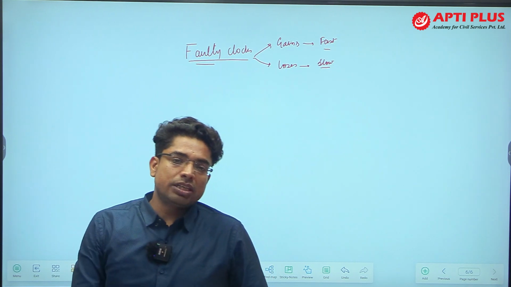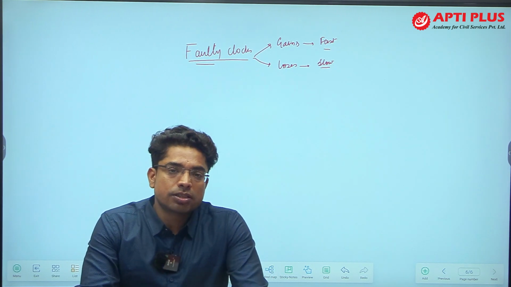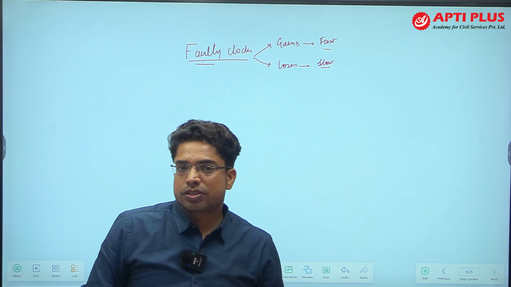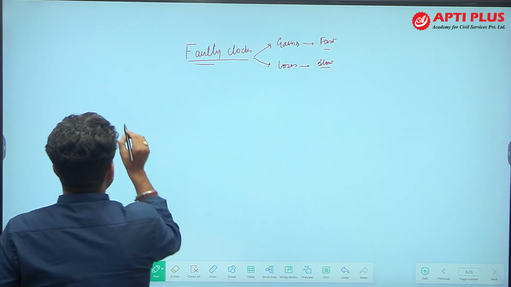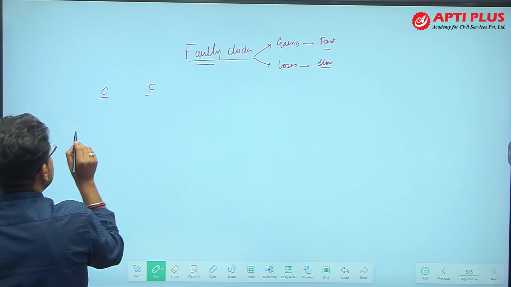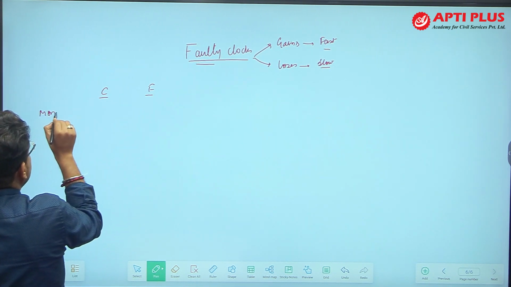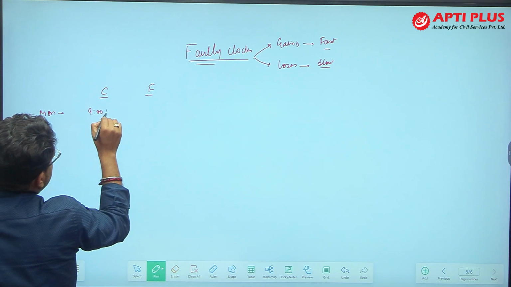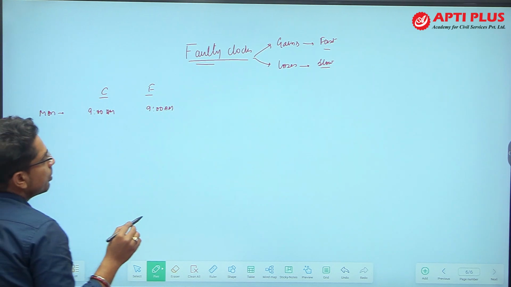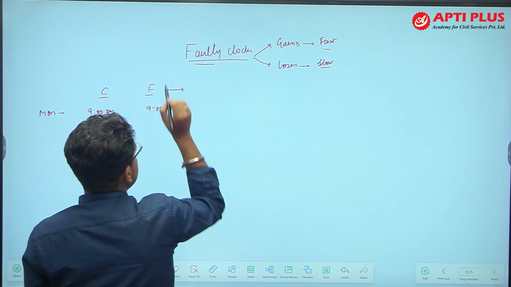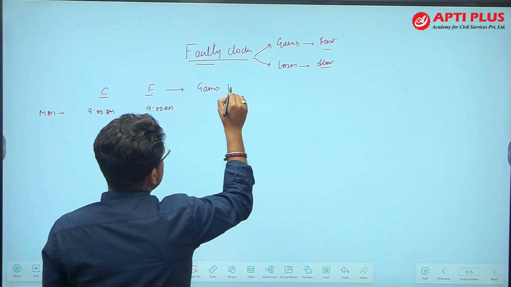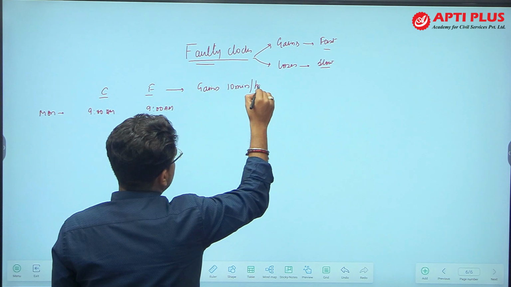To understand the concept of faulty clocks, we will start with a very basic question. There are two clocks, let us say the correct clock and the faulty clock. Both these clocks were set correctly on Monday morning, 9 a.m. Then we understand that this particular clock is faulty and it gains 10 minutes per hour.